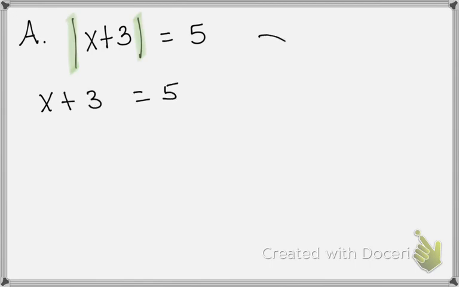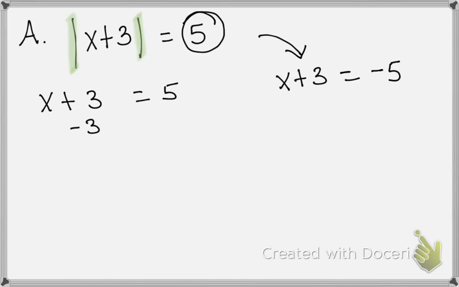And we're also going to set up another equation. This one, we're still going to know that the x plus 3, the absolute value is gone, but this time we're doing equals a negative 5. So we change this sign from a positive to a negative in our second one. And we solve both of them.